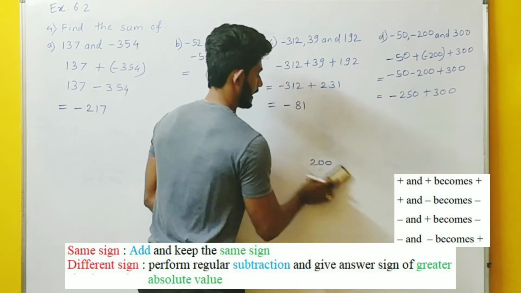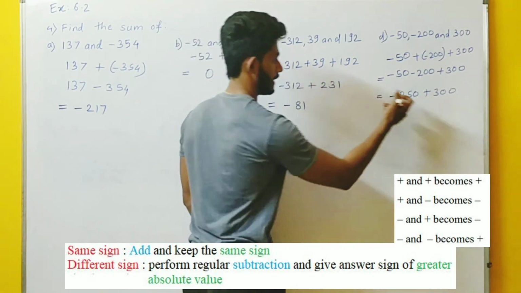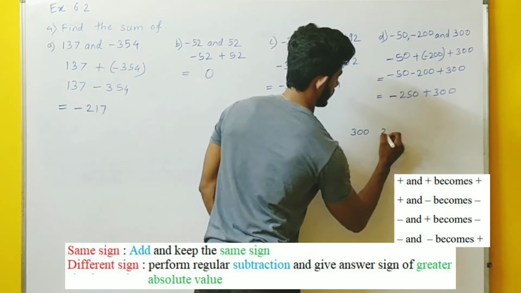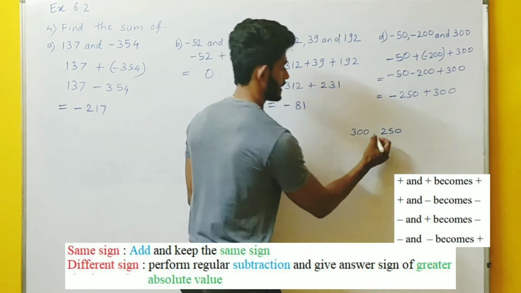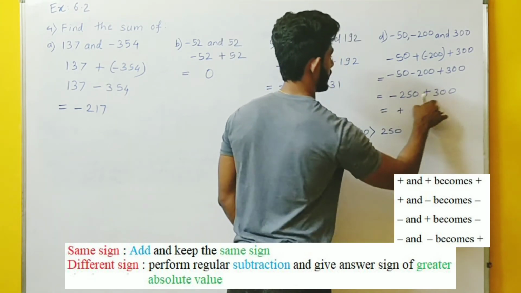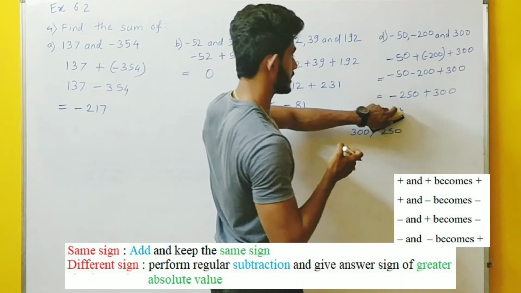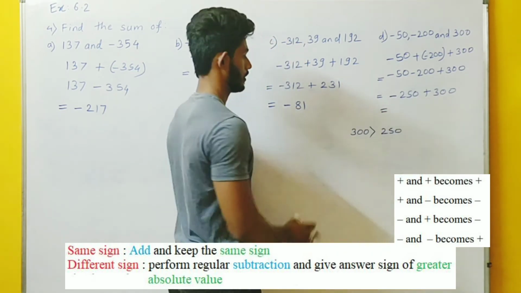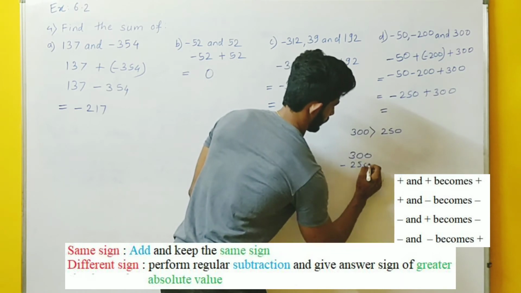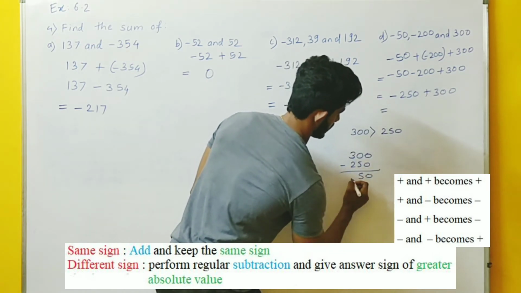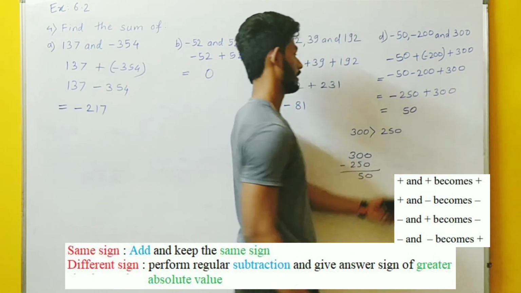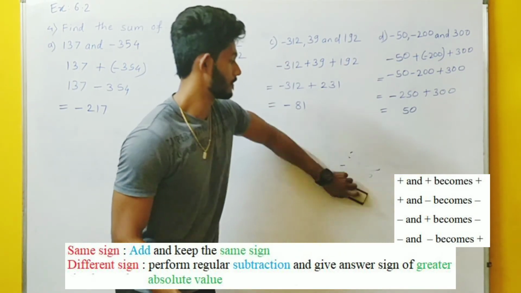Different sign, then subtract and the answer will have the sign of the greater number. So let's compare these two numbers. 300 is greater than 250. So my answer will have a positive sign because 300 is positive. Even if we don't write this positive sign, it's fine. Okay. Now we are going to subtract 250 from 300. Our answer will be 50. So the final answer will be 50. So this is how we solve these problems.